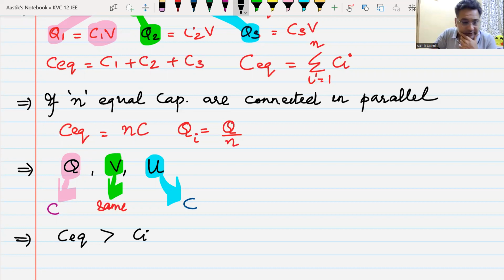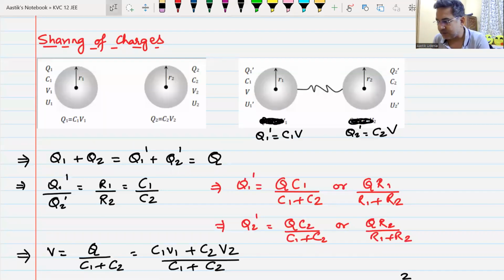Sharing of charges. That is what we started our conversation with. When you had two conductors and you connect them by a conducting wire, what happens? Nothing happens, sir. We are new in the town, sir. We don't know, sir. When you have two conductors and you connect them by a conducting wire, what happens? Potential becomes same. Charges will flow unless potential becomes same. Do we understand this? Yes, sir.